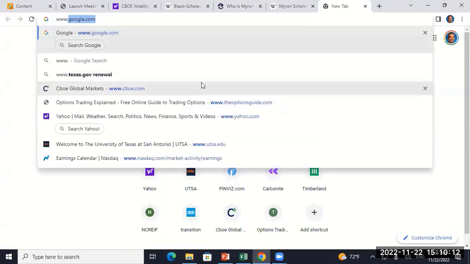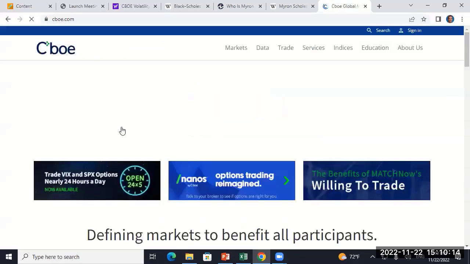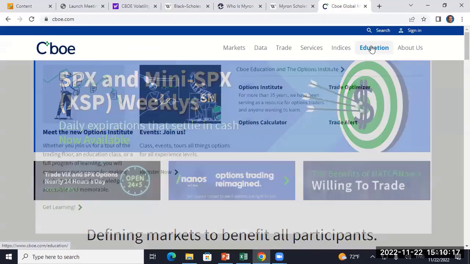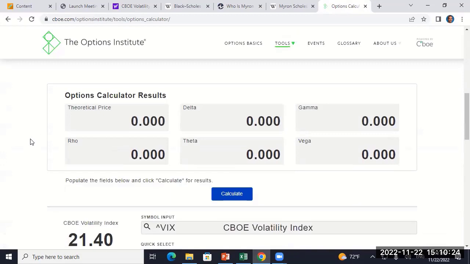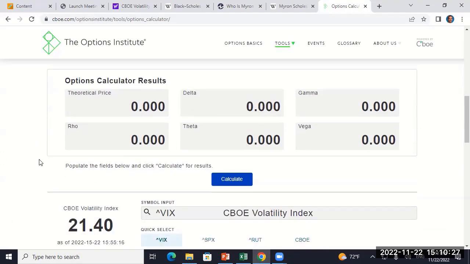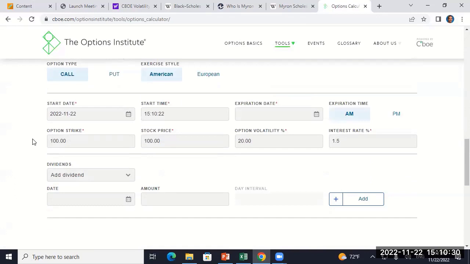Well, if you go to CBOE, they actually have the option calculator under education. You can put all those inputs in there: the date, the strike price, expiration date, volatility, all those kinds of things. Or you can put everything you know, including the option price, and it'll tell you what the implied volatility is. That's how most people use these models.